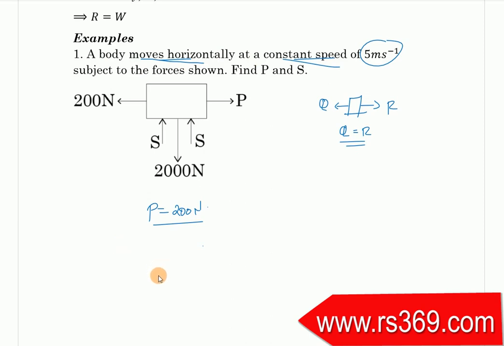So considering that there is no vertical motion, the forces acting upwards shall be equivalent to the forces acting downwards. So we have this S acting upwards and that S acting upwards, as you can see from the way the arrows are indicating. So S plus S should give us 2000. This is 2S equal to 2000, implying that S is equal to 1000 Newtons. That is the value of S.